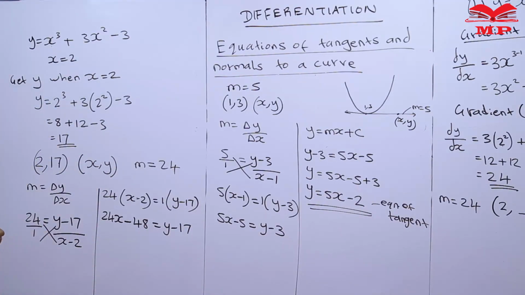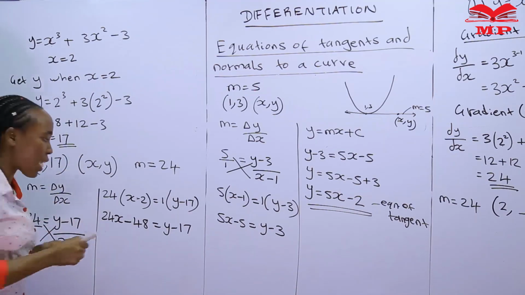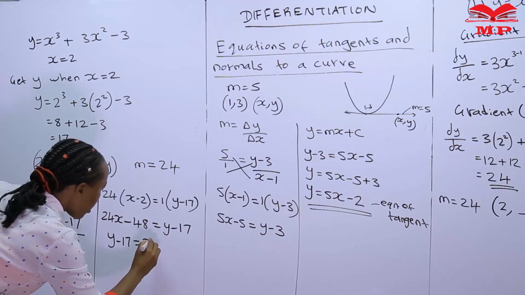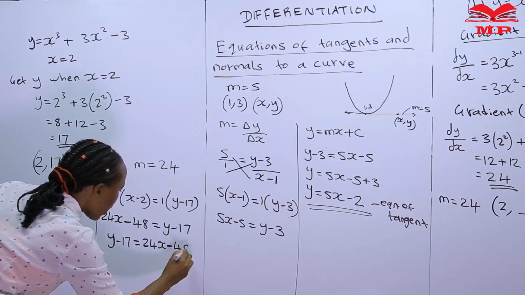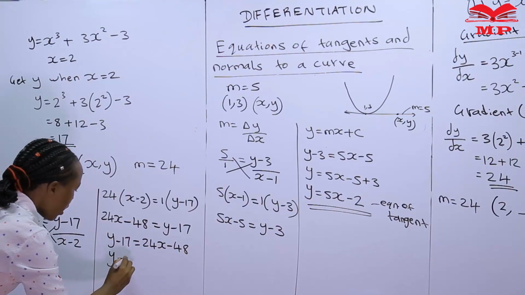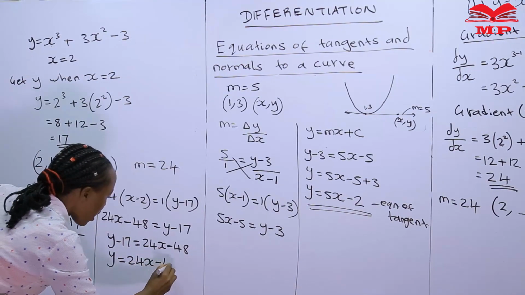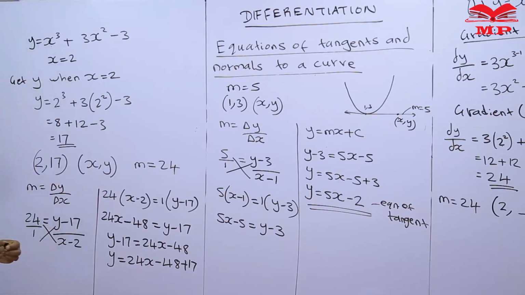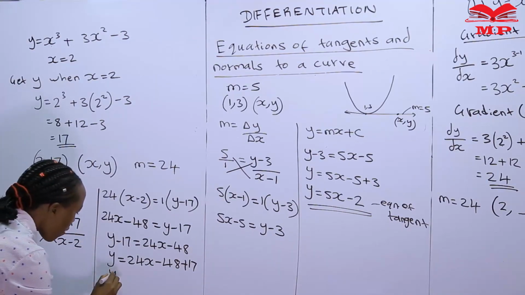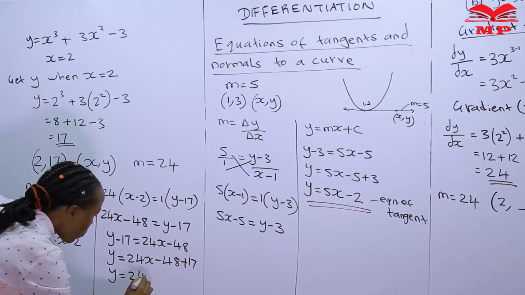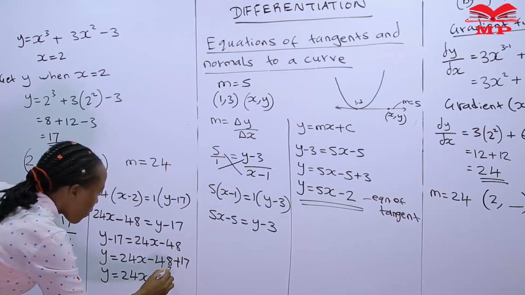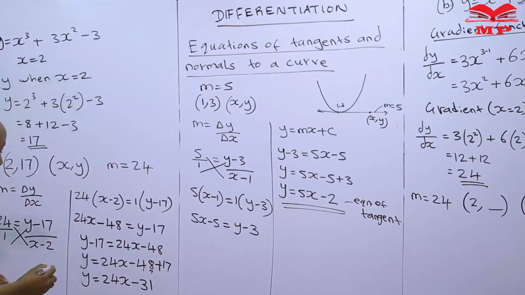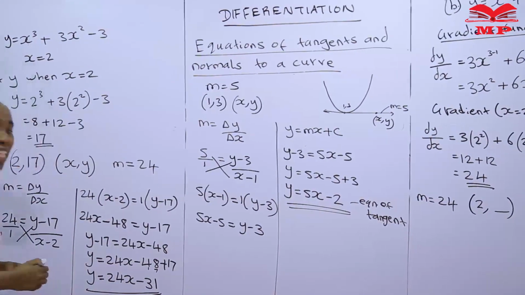So we can write it in the form y is equal to mx plus c. We start here, y minus 17 is equal to 24x minus 48. So we are going to have y is equal to 24x minus 48 plus, we take 17 to the other side, it becomes plus 17. So here we have y is equal to 24x, and here when we have 17, we'll have therefore minus 31. And this is the equation of the tangent.